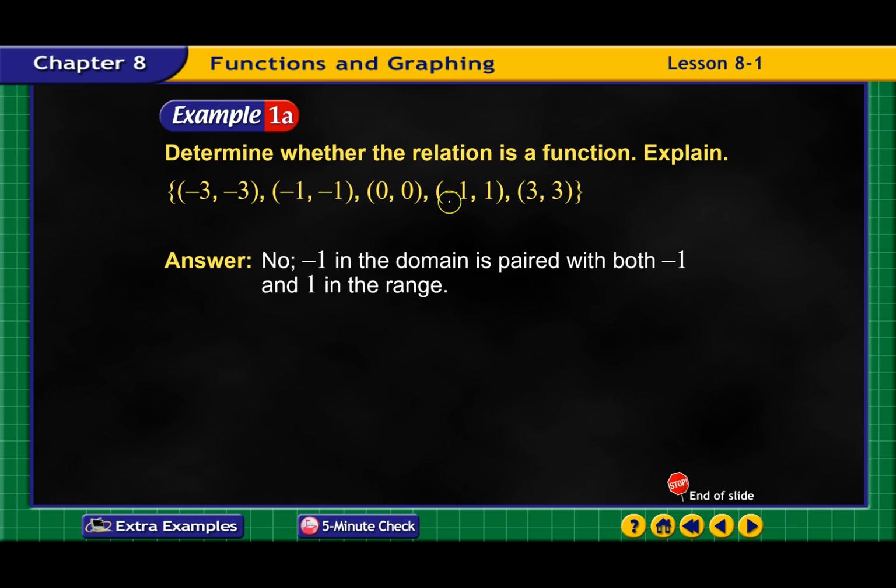No, it is not. Here's the repeat. Negative 1 is listed twice, and it goes to different values. So negative 1 goes to 1, and negative 1 goes to negative 1. It can't be paired with both things, so no, this is not a function.